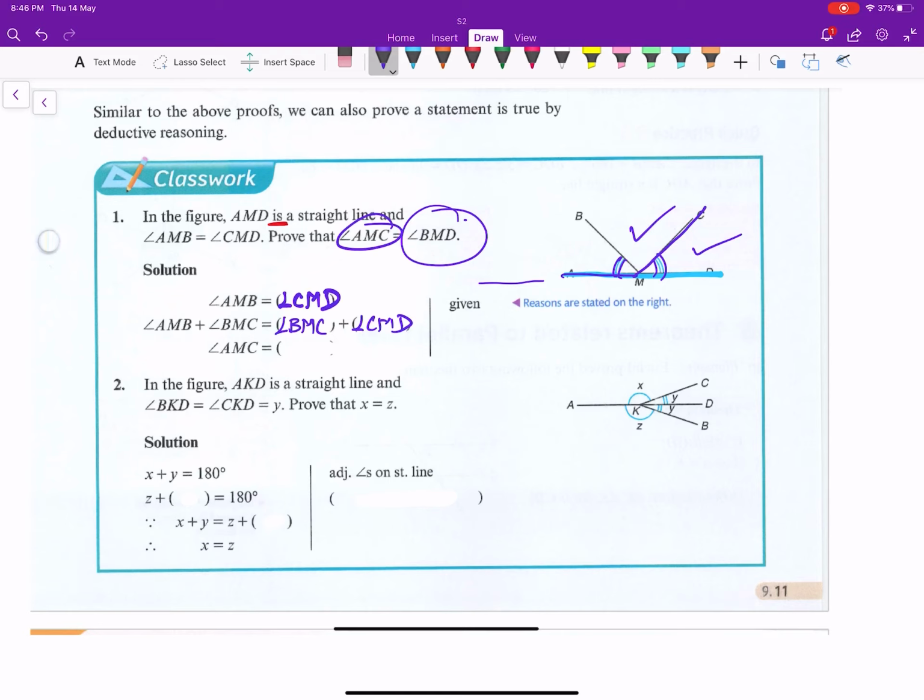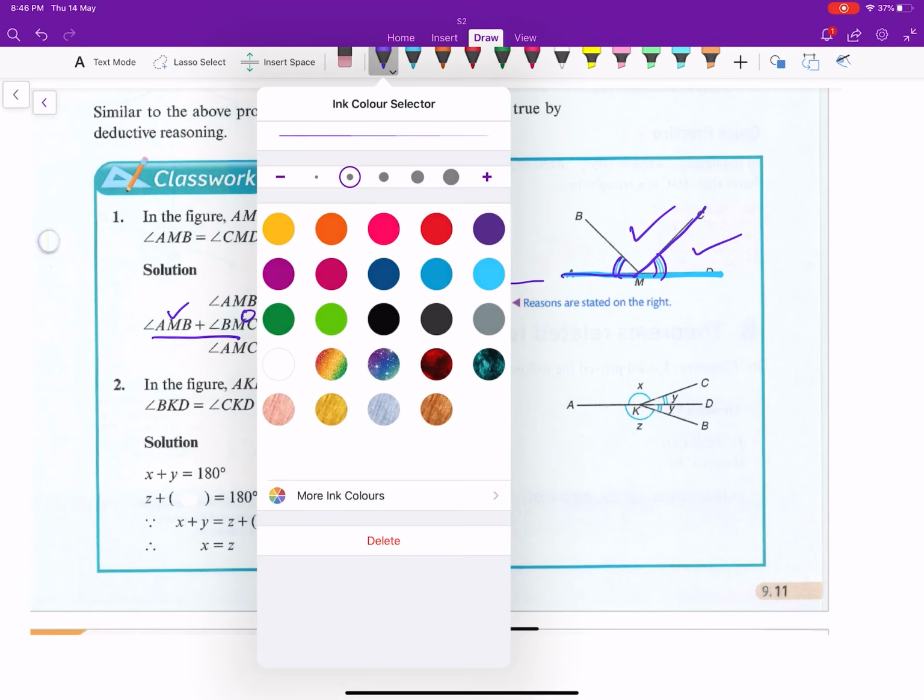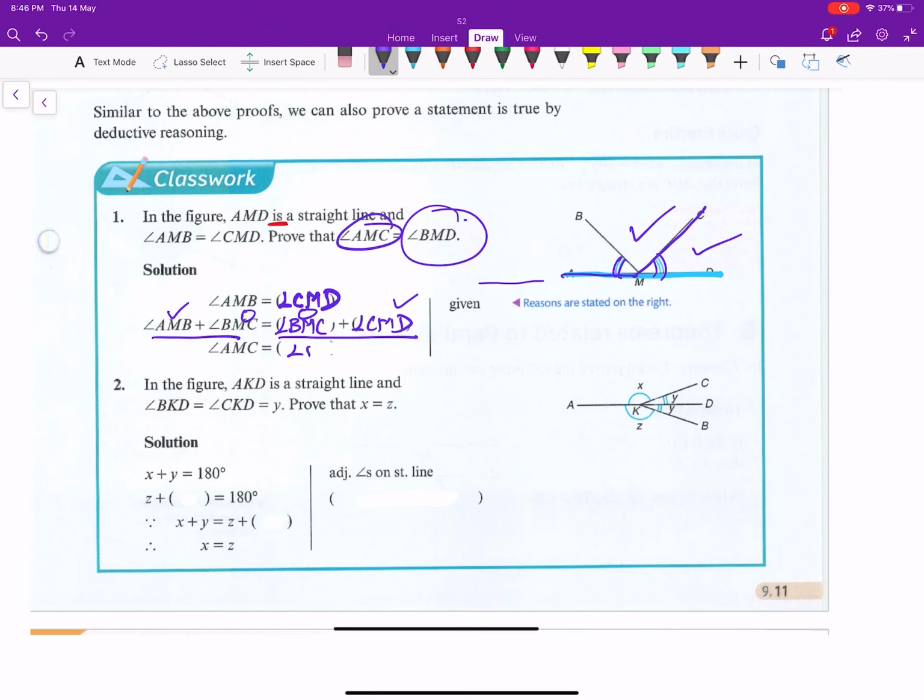So you can see that if these two are equal and these two are the same, then the left hand side equals the right hand side, so we can say that AMC equals angle BMD. Okay?